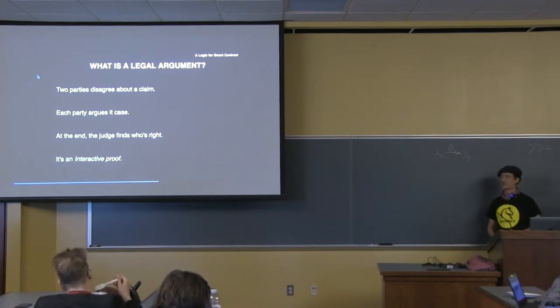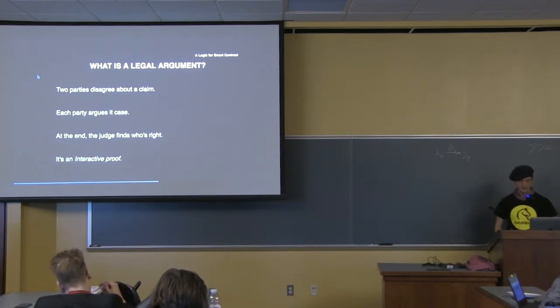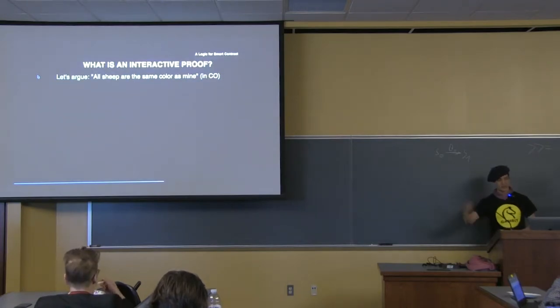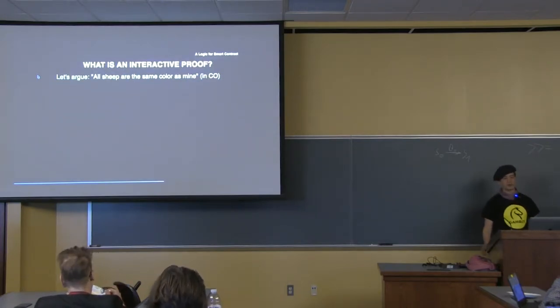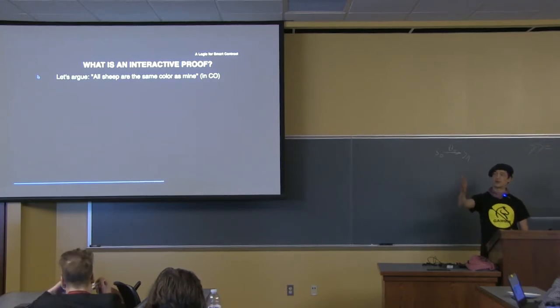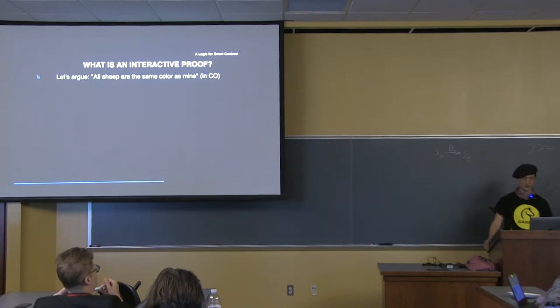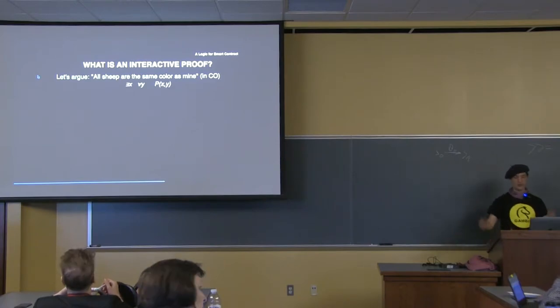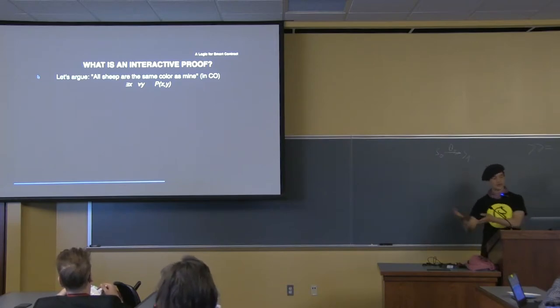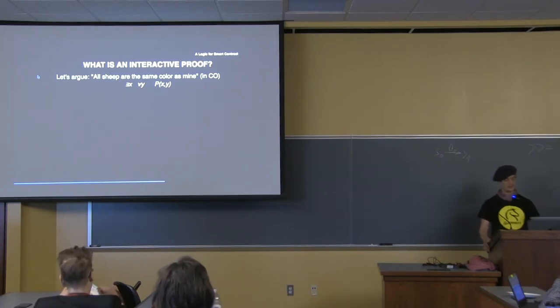And in logic, we call that an interactive proof. And there's a series of interactive proofs called game semantics. Once again, let's argue that all sheep are the same color as mine in Colorado. So I'll argue that, and you argue that Meredith will argue that one of them at least is a different color. So it's a formula of the form, there exists an X, my sheep, such that for all Y, the other sheep, P of X, Y, the color is the same.